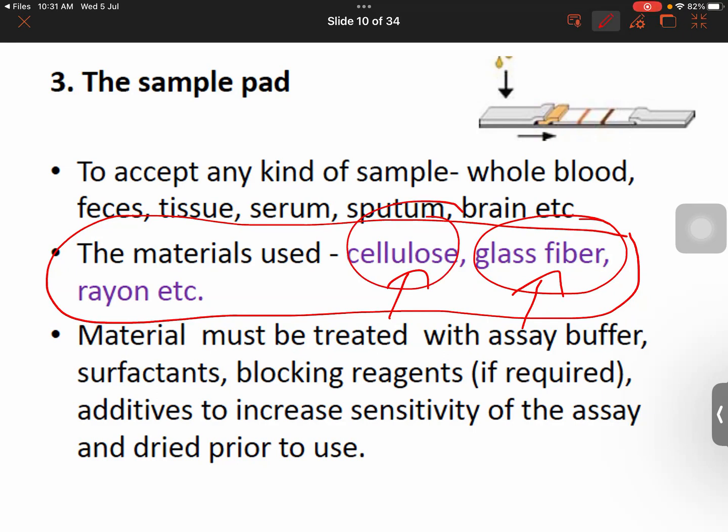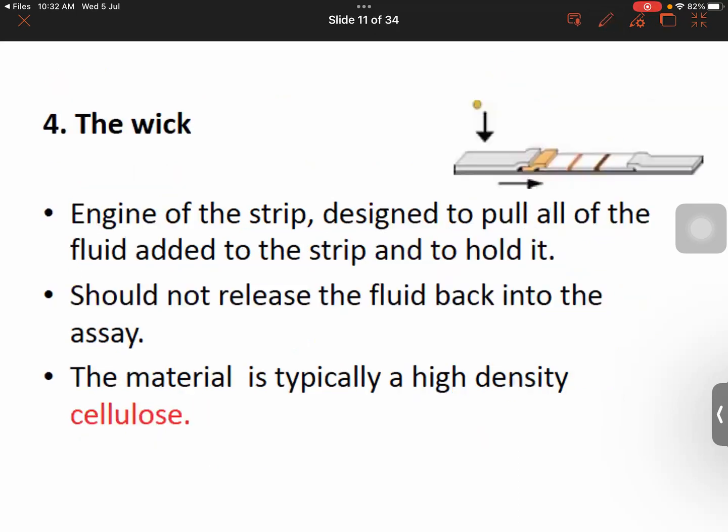And of course, during the production, which will be in part 2, we need to use certain buffers, surfactants, and blocking reagents in order to avoid non-specific adsorption or non-specific binding, as well as to increase sensitivity. This is related to pH and to the ionic strength of the solution. So this one comes in the later part.